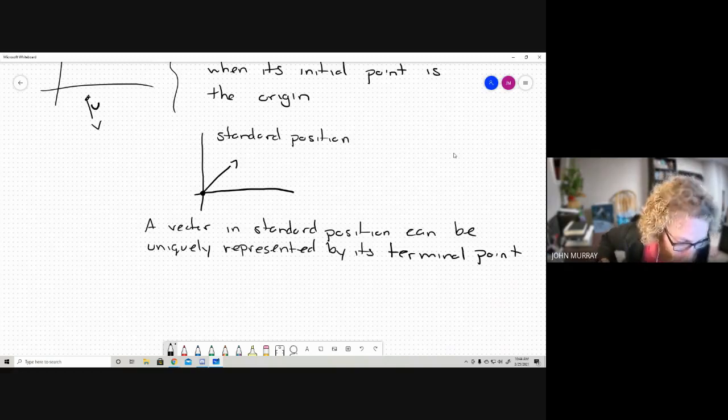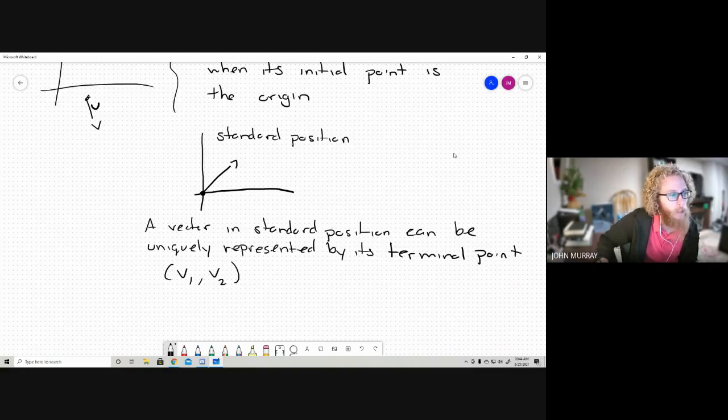So that terminal point, we give it a new name. Instead of using x and y, we say it's v1 and v2. All right, so this point here would be v1 and v2. And it depends on our vector, right? For vector v, it's v1, v2. For vector u, it would be u1, u2.